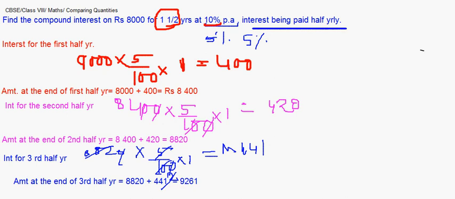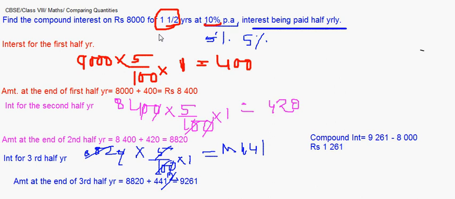If this is the total amount and we started with 8000 as the principal, so the interest, or you can write the compound interest because the question asks you to find the compound interest, so you'll write 9261 - 8000. That's ₹1261. Hope you followed this way of calculating compound interest. This is how it differs. I mean, this is the difference between the simple and the compound interest.